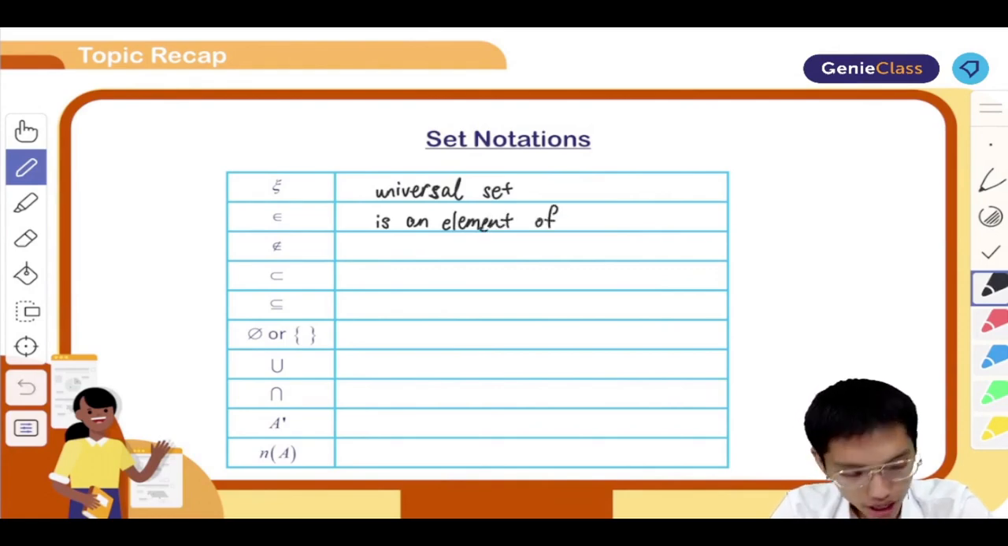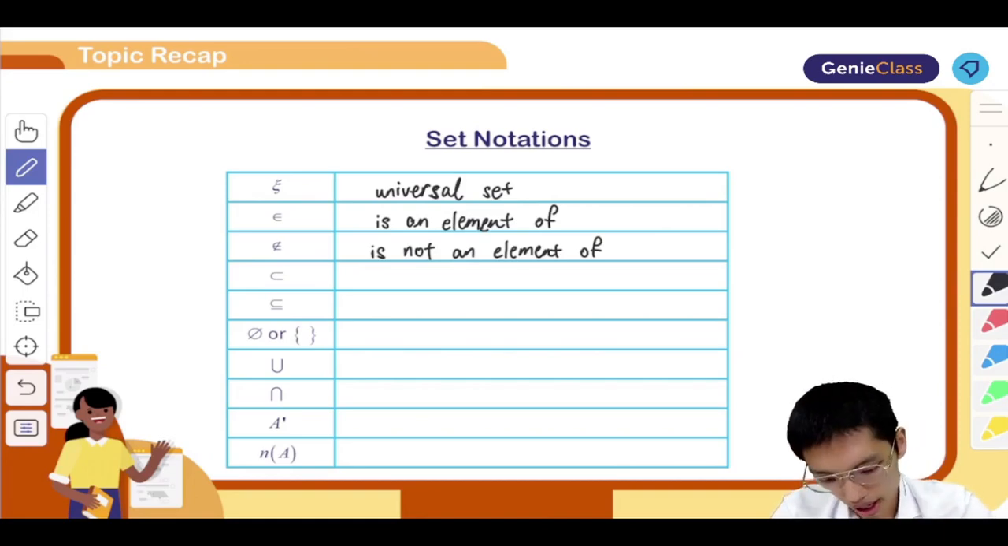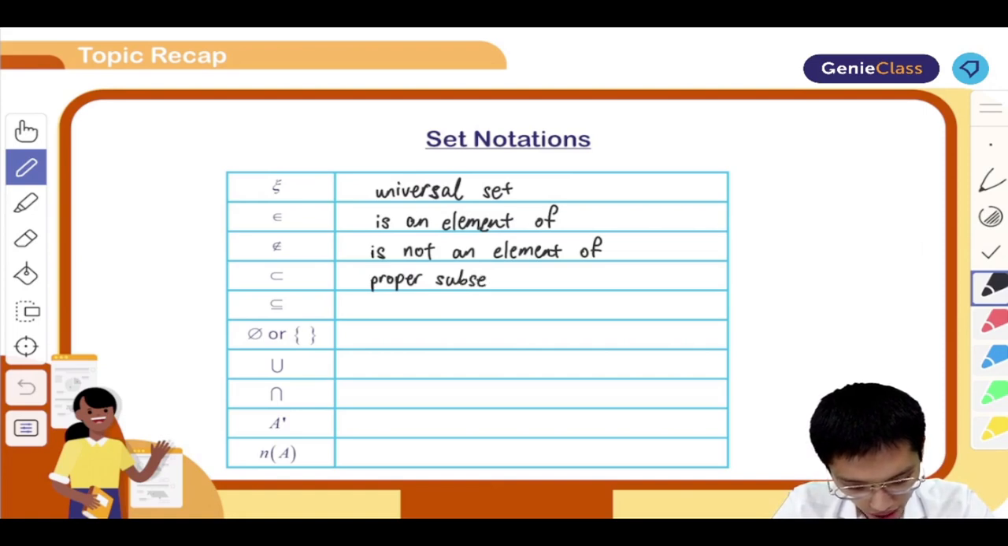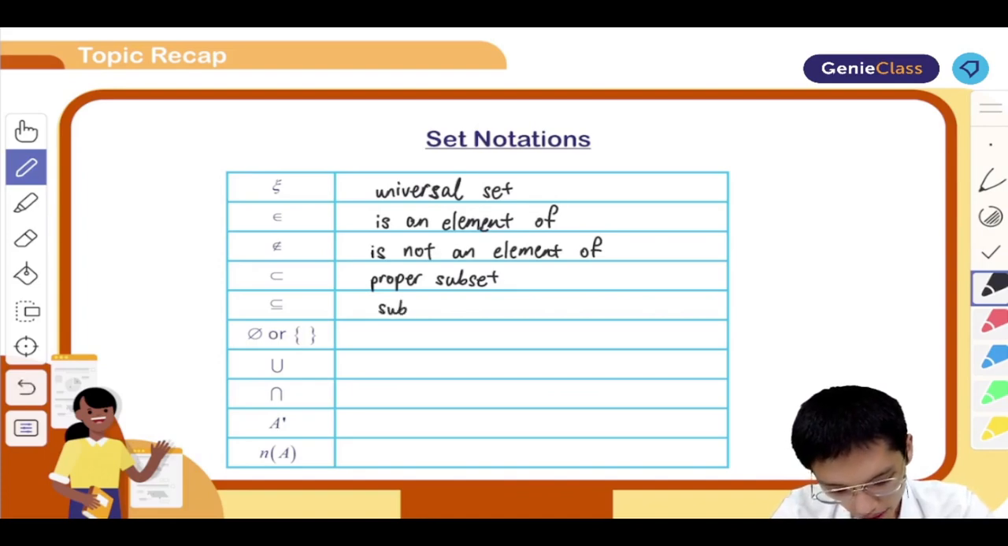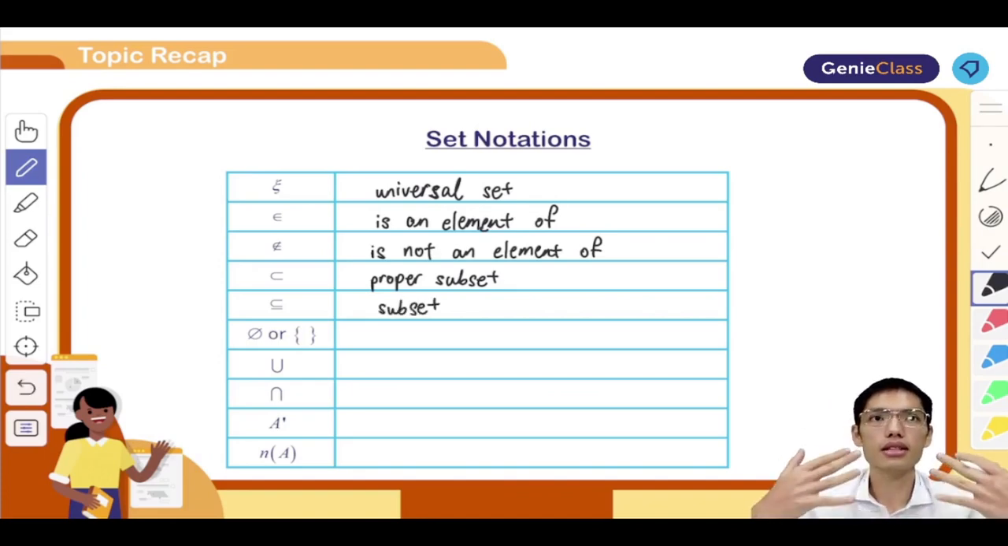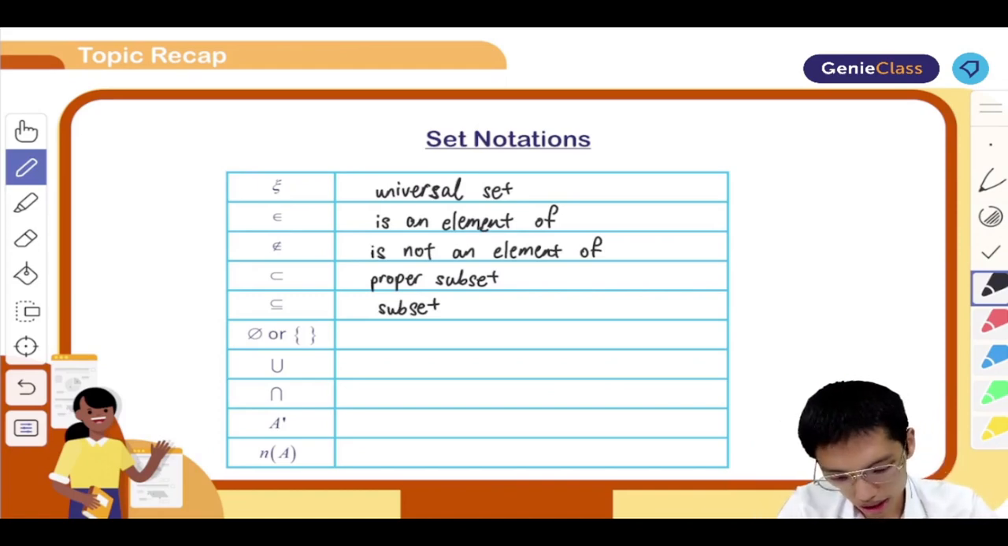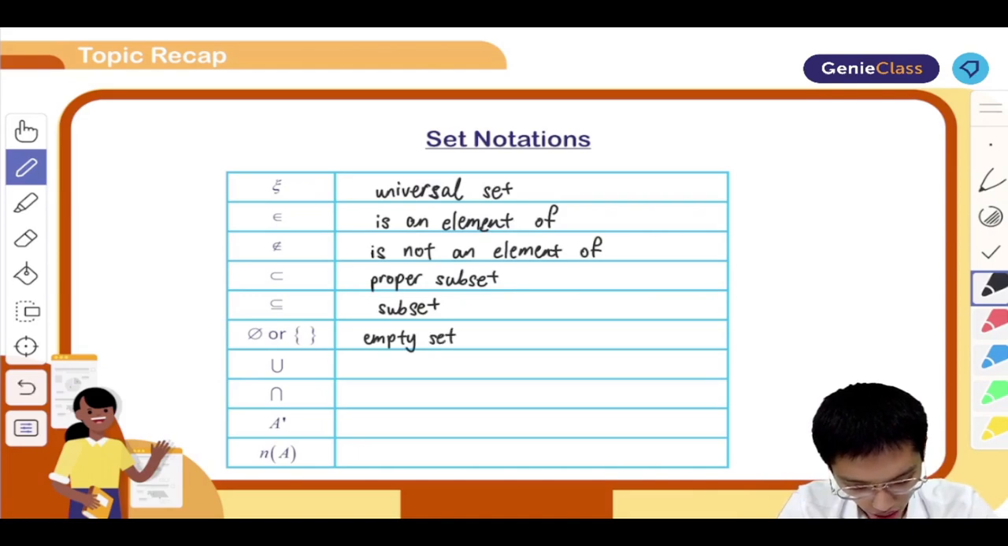Whereas if I have it with a dash over there, this is saying that it is not an element of. After that, what happens if we remove the dash in the center? We call this a proper subset. But what happens if sometimes the sets are equal? We don't call them proper subsets, we call them a subset. However, in certain cases, the set may contain nothing. In this case, there are two names for it: one we call the empty set, and the other we call the null set.